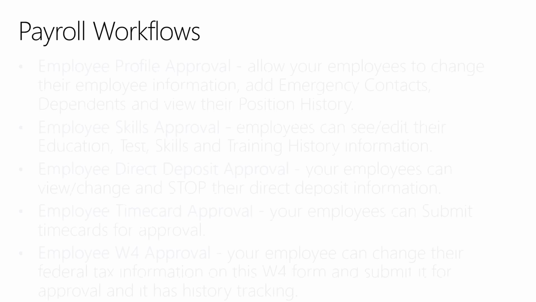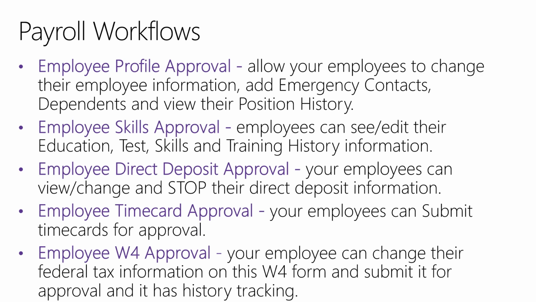In the payroll workflows, I have several. So I have an employee profile approval. An employee may be able to, again using that employee self-serve license, go into their employee profile, which might include their emergency contacts, their dependents, and even their position history, and they may make changes in that employee profile, again in their emergency contact, and route that to your payroll department or your HR department to make sure that they've got the right information in the right places so that it will actually update your GP ERP system in payroll with the appropriate information.